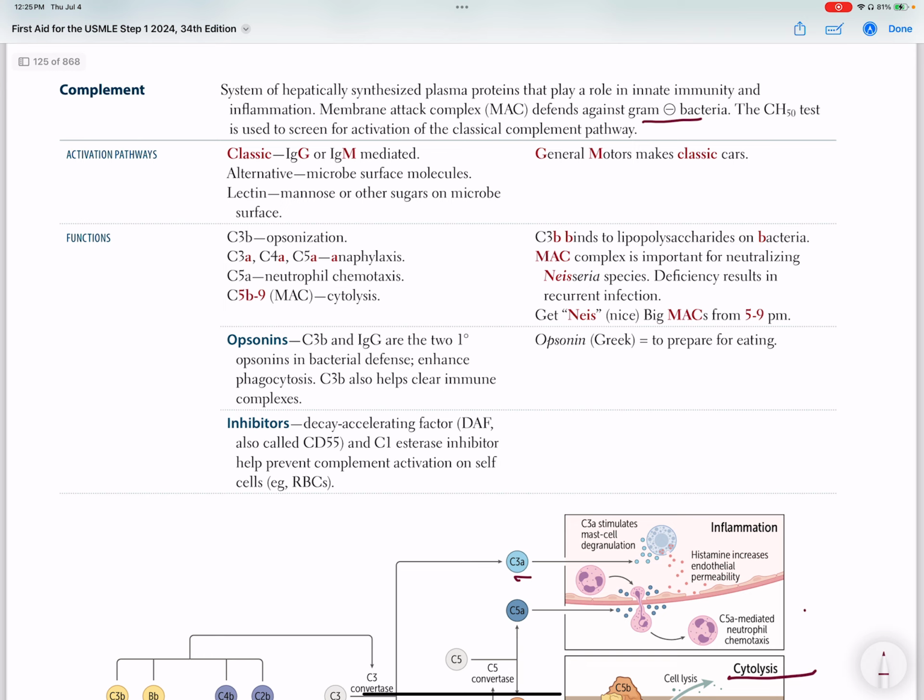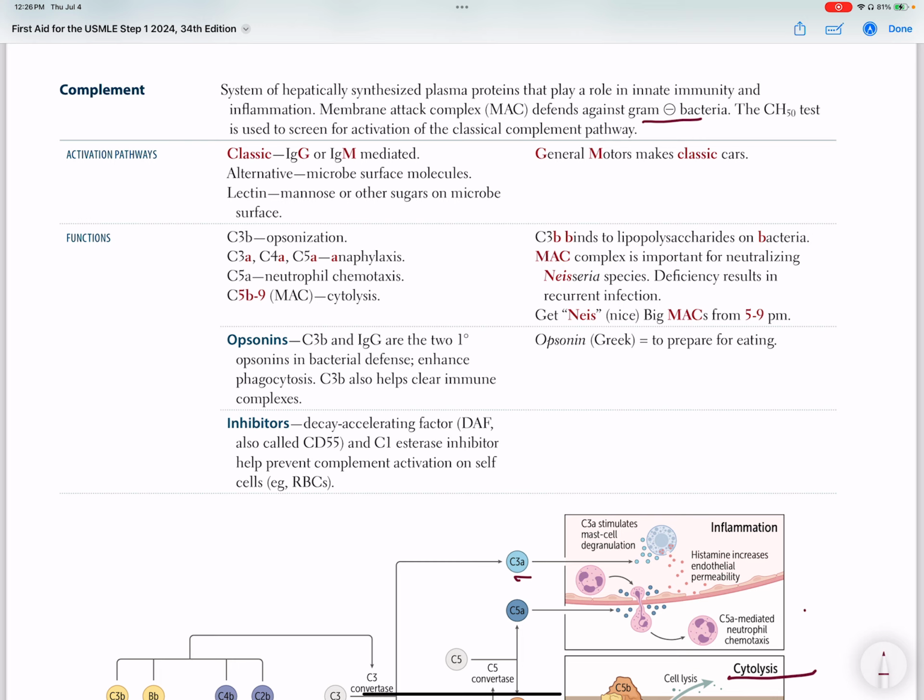Complement system: hepatically synthesized plasma proteins that play a role in innate immunity and inflammation. Membrane attack complex provides defense against gram-negative bacteria. The CH50 test is used to screen for activation of the classical complement pathway. Activation pathways: classic is IgG and IgM mediated. Alternative is activated by microbe surface molecules. Lectin pathway is activated by mannose-binding lectin binding mannose or other sugars on the microbe surface.